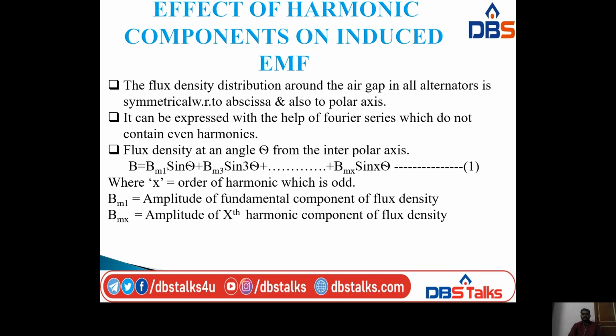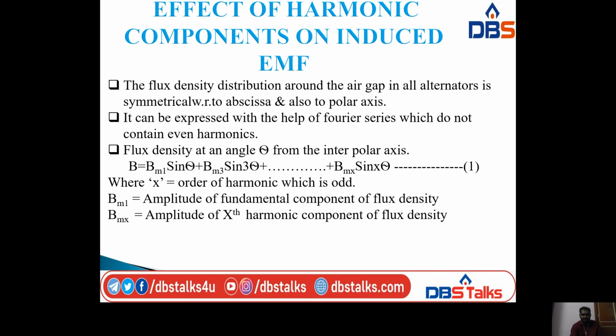Next, the flux density at an angle theta from the interpolar axis is B equal to Bm1 sine theta plus Bm3 sine 3 theta plus and so on plus Bmx sine x theta. This is equation number 1, where x is the order of harmonic which is odd, that is 1, 3, 5, 7, 9 like this, and Bm1 is the amplitude of the fundamental component of flux density, and Bmx is the amplitude of the x harmonic component of flux density.